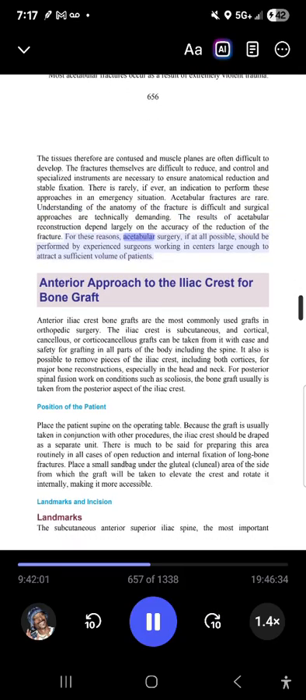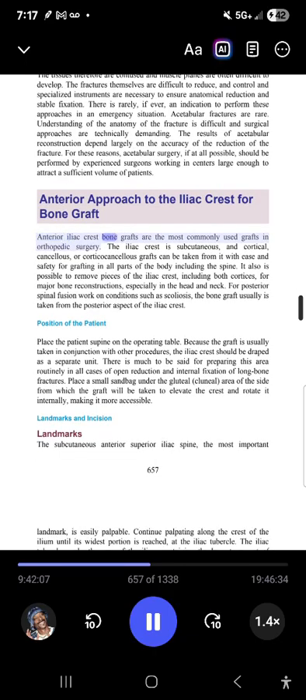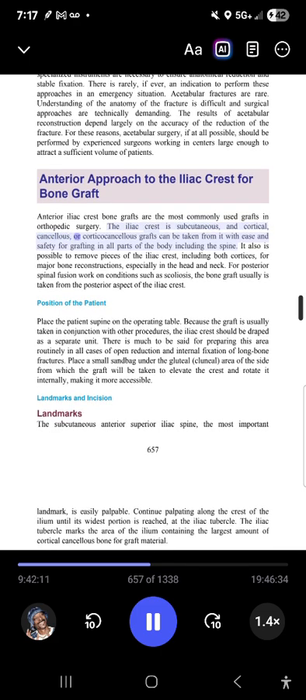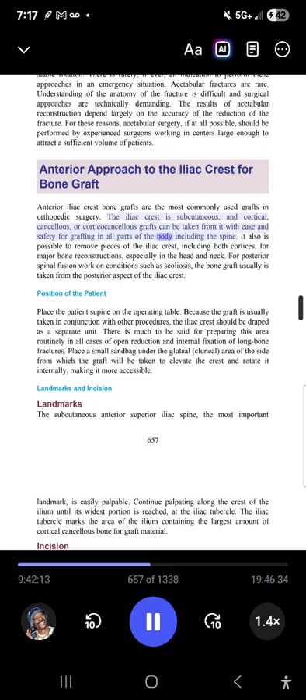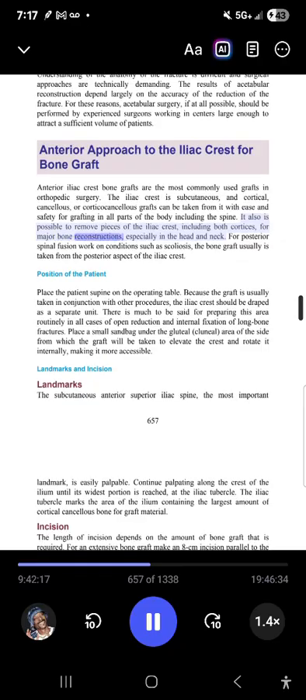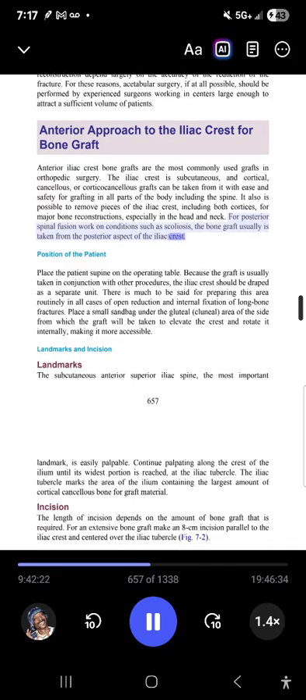For these reasons, acetabular surgery should be performed by experienced surgeons. Anterior approach to the iliac crest. Anterior iliac crest bone grafts are the most commonly used grafts in orthopedic surgery. The iliac crest is subcutaneous, and cortical, cancellous, or corticocancellous grafts can be taken from it with ease and safety for grafting in all parts of the body, including the spine. It also is possible to remove pieces of the iliac crest, including both cortices, for major bone reconstructions, especially in the head and neck. For posterior spinal fusion work on conditions such as scoliosis, the bone graft usually is taken from the posterior aspect of the iliac crest.